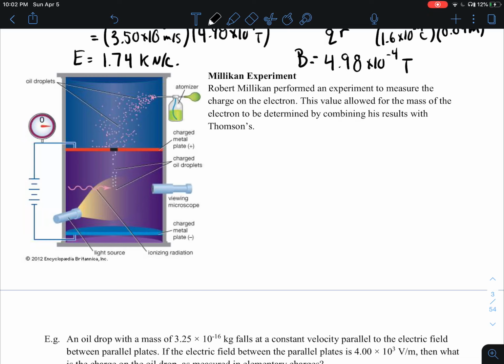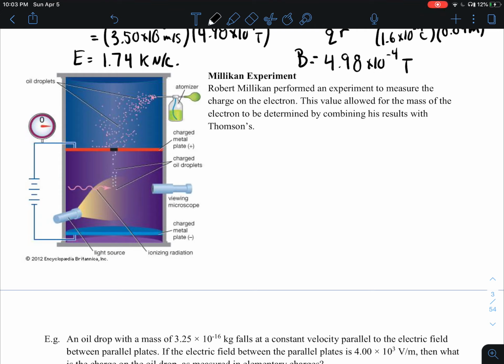All right, so combining with J.J. Thomson's previous experiment, determining the charge to mass ratio, Millikan's experiment was able to determine the charge of the particles. And they were able to do that once again from the Millikan experiment. This is the oil drop experiment.